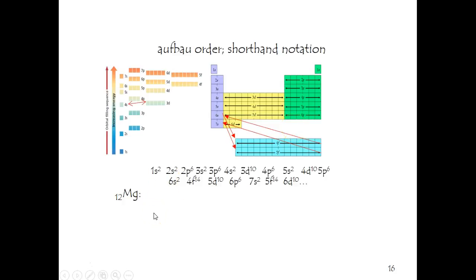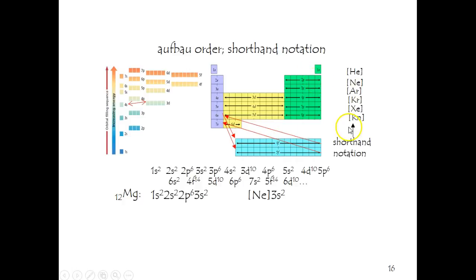Let's just do this for magnesium. It would be 1s, we'll stop at 12. 1s2, 2s2, 2p6, 3s2. That's the electron configuration for magnesium. To make it a little easier, we're going to just go to the nearest noble gas and pick up from there. This is an allowed shortcut known as shorthand notation. Nearest noble gas is neon, which has all that stuff within it. It ends with 2p6. That's right there. So we'll just call that [Ne] 3s2.